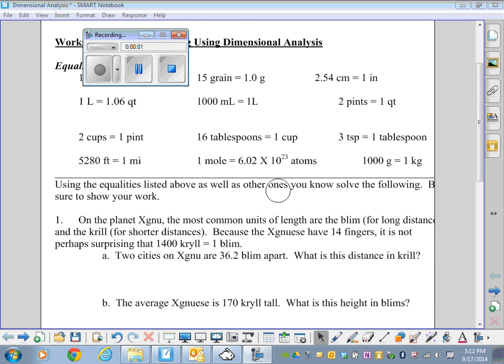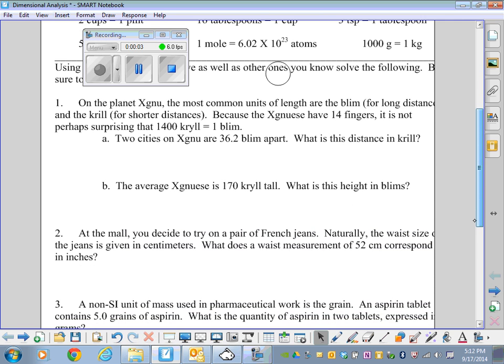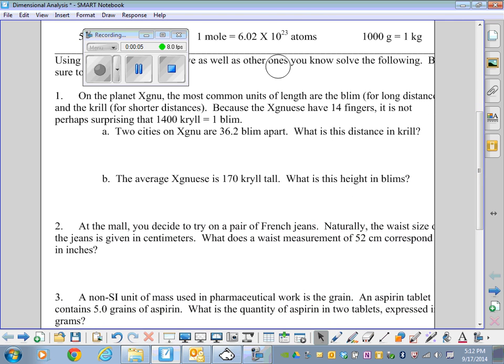Going to learn about dimensional analysis today. Dimensional analysis will make your life very easy in chemistry once you learn the process. So we're using an imaginary planet called Zenoon. No, that's close enough. And we see that there are two cities that are 36.2 blim apart, and we need to find that distance in krill.